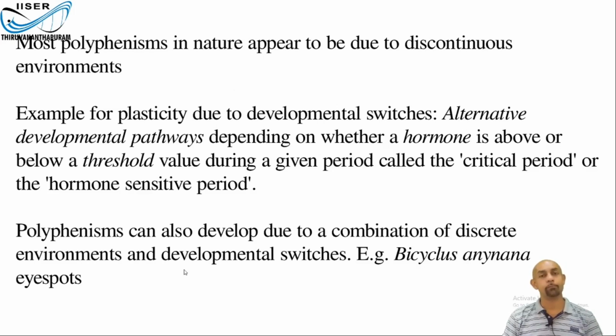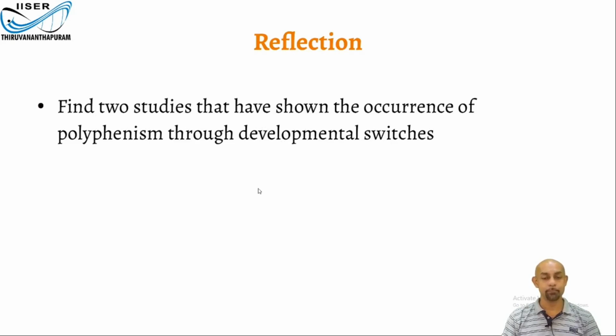And of course polyphenisms can develop because of both developmental switches and because of the first scenario that we talked about. It's been shown in Bicyclus anynana that the temperature dependent polyphenism is in fact a combination of both a developmental switch and having discrete environments in the wild. So here's the exercise for you.